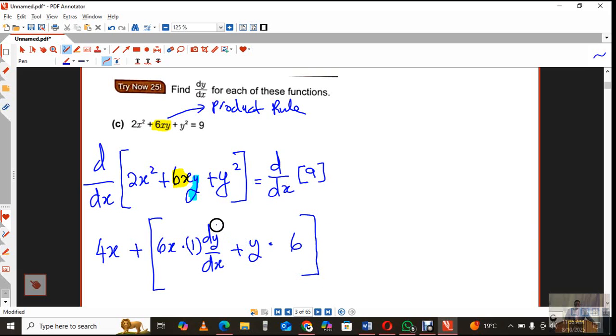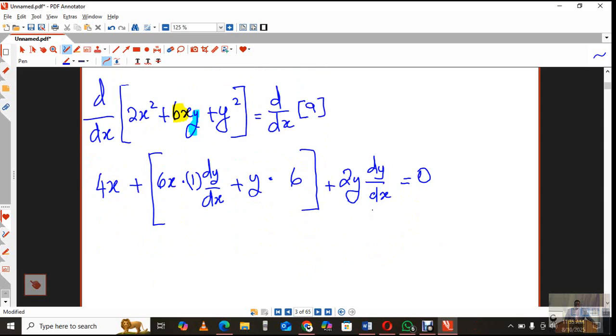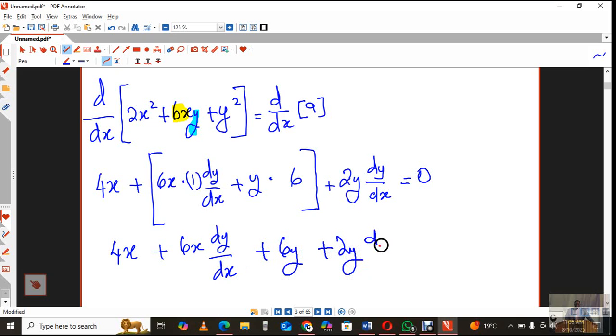Okay, plus now I'm going to be at the y squared. So the derivative of y squared is 2y, and don't forget to attach dy dx because y is a function of x, and the derivative of a constant is 0. Okay, so let's just clean up the stuff here. So I'm going to have 4x plus 6x dy dx plus 6y plus 2y dy dx is equal to 0.